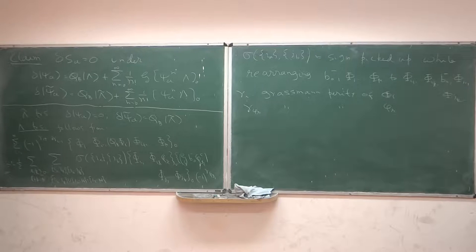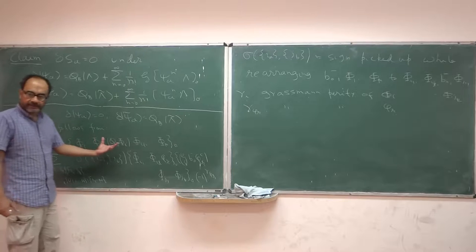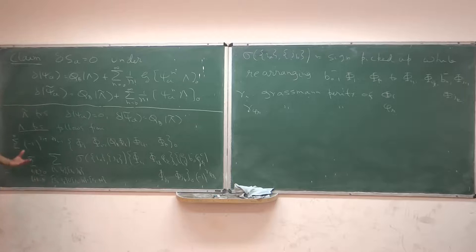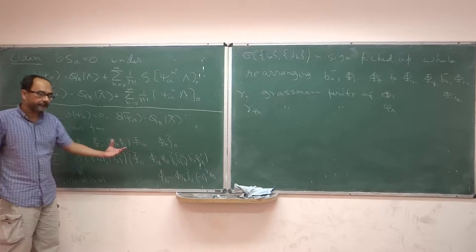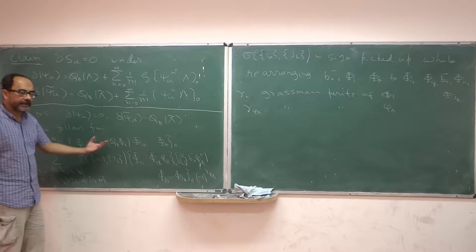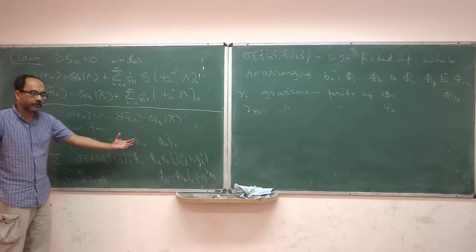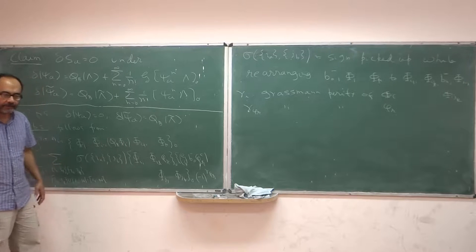So let me try to explain this formula a little bit. The left hand side of the formula is easy to understand. You have a product phi 1 to phi n. You are applying Q_B one at a time, and sum over all possible sides. That is a sum over n terms.